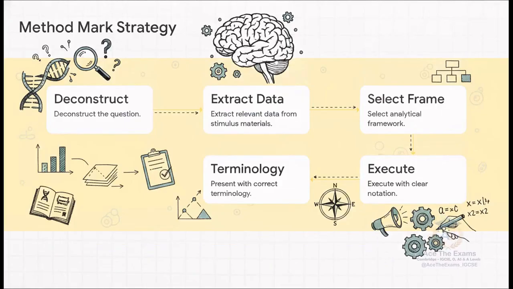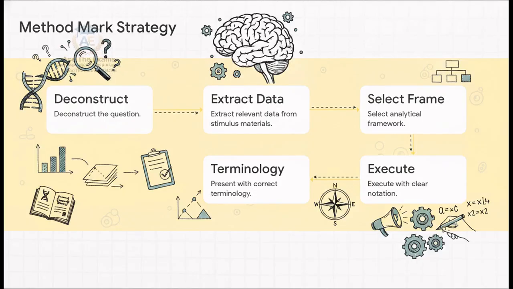This is where the method mark strategy comes in. It's a strict 5-step sequence where you get marks just for showing your logical process. Step 1, deconstruct the question. Step 2, extract the relevant data. Seriously, do not ignore those graphs or text prompts. Step 3, select your analytical framework. Step 4, execute it with clear notation. And finally, Step 5, present your answer using that precise terminology we just talked about.